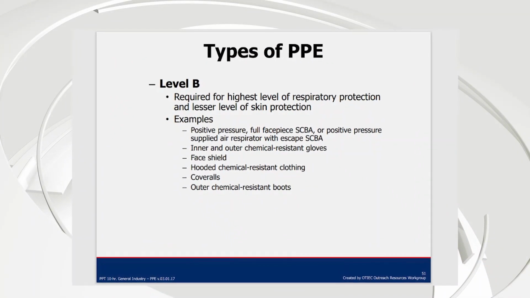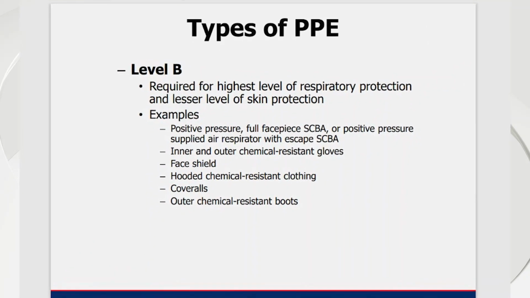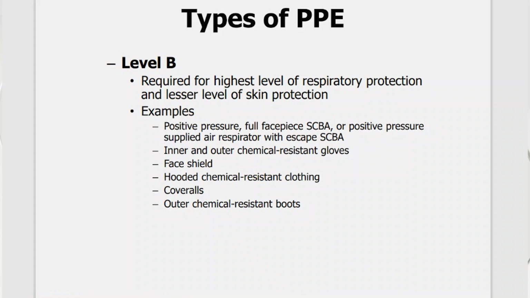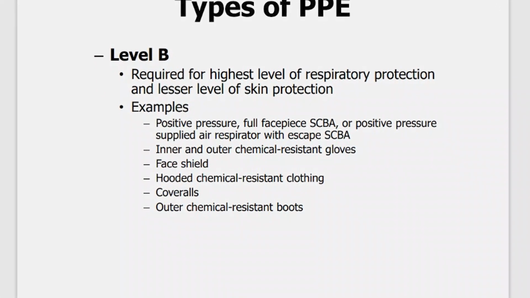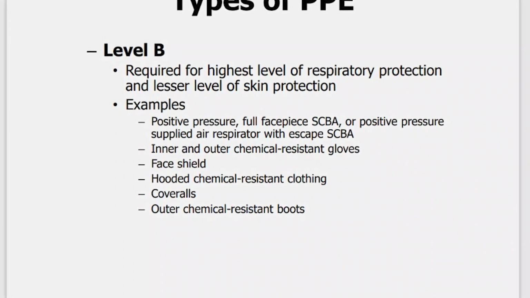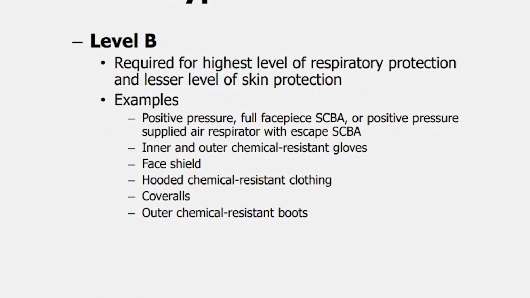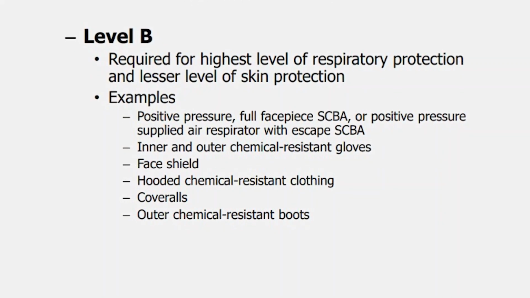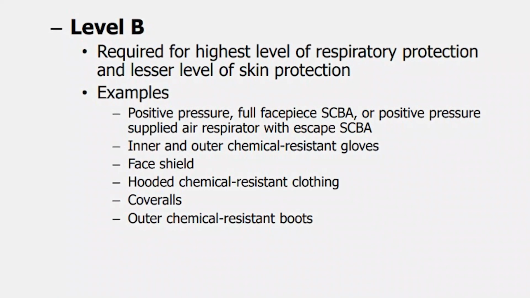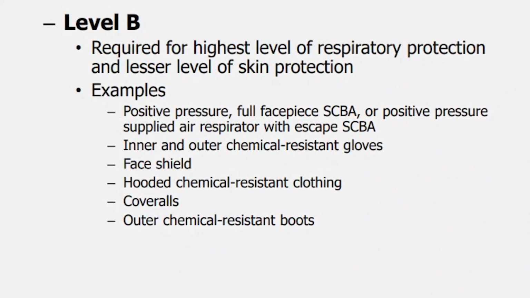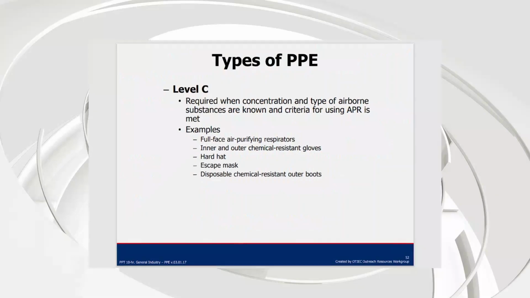Level B. Required for highest level of respiratory protection and lesser level of skin protection. Examples: positive pressure full face piece SCBA or positive pressure supplied air respirator with escape SCBA. Inner and outer chemical resistant gloves. Face shield, hooded chemical resistant clothing. Coveralls, outer chemical resistant boots.